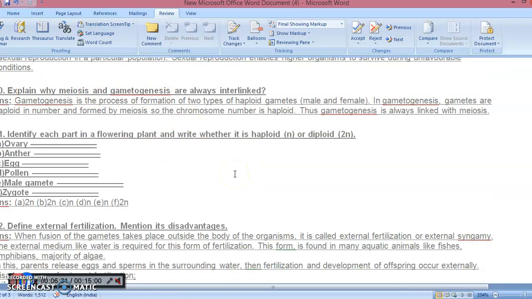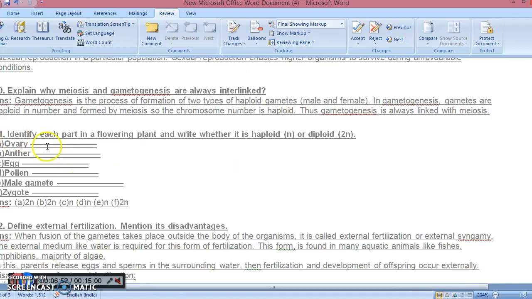An important and direct question. We know that gametogenesis is the formation of two types of haploid gametes. Male and female gametes have to be formed. So in gametogenesis, gametes are haploid in number and formed by which type of cell division? Yes, meiosis. We know that meiosis is a reductional division, so the number of chromosomes is half.